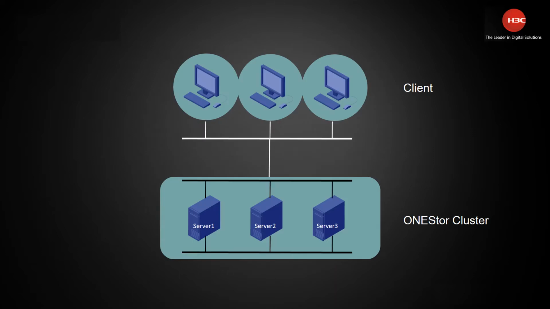ONEStor can be installed and deployed on a cluster consisting of at least 3 servers. The local hard disk storage resources on each server are combined into a unified storage resource pool, and the storage volumes are divided according to needs from this resource pool and provided to clients' use.